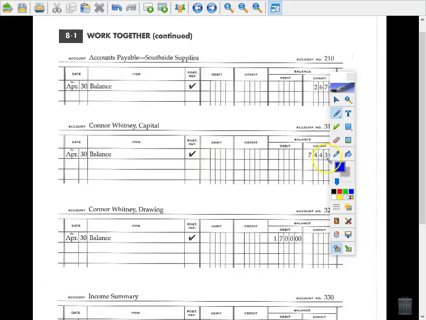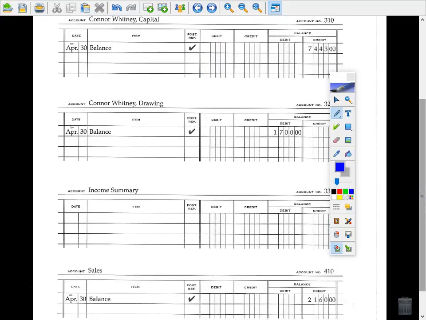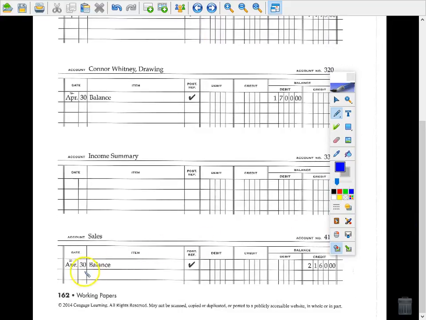Okay, and let me find sales. Now, one thing that I would ask of you, and the book really doesn't do this, but I like it. Do you remember when we posted adjusting entries, we wrote adjusting here in the item column? Well, now I'm going to write closing. And do you remember what goes in the post reference column? The journal page, which in this case is 8.